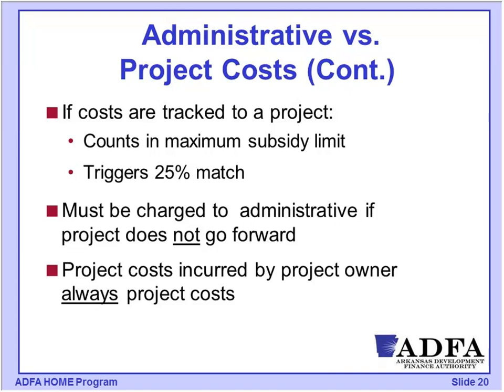Also, any kind of expenditure that's being incurred by the project owner that we're seeking reimbursement on is always going to be considered a project cost. The admin funds are being used by that state recipient or subrecipient to cover their costs for implementing the program, but a project owner, that's going to be a project cost.